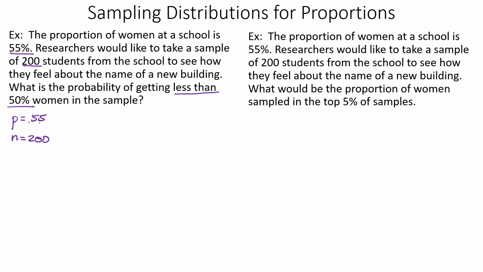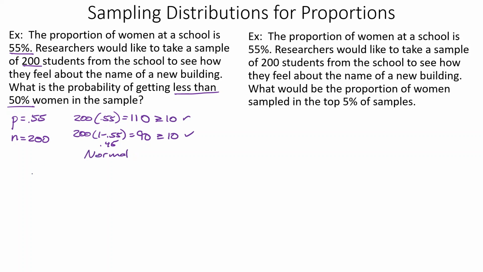All right, so one way to do this is to say, okay, is this going to be a normal distribution? Are these samples all going to be normal? So we need to check n times p, so 200 times 0.55, and 200 times 1 minus 0.55, which is 0.45. So this is going to be 110, and this is going to be 90. You can type that in your calculator if you want. But both of those are greater than or equal to 10. So both of those check out, and that means we are going to have a normal sampling distribution.